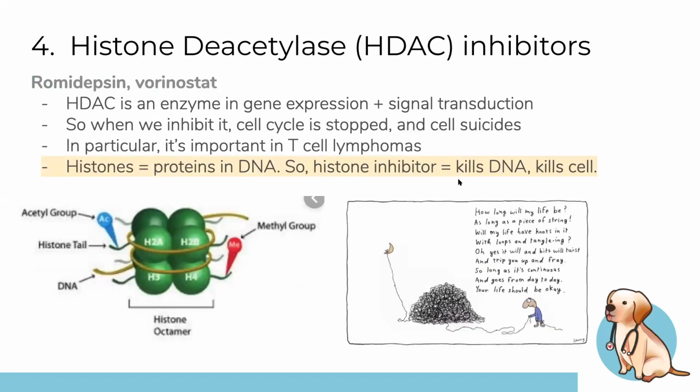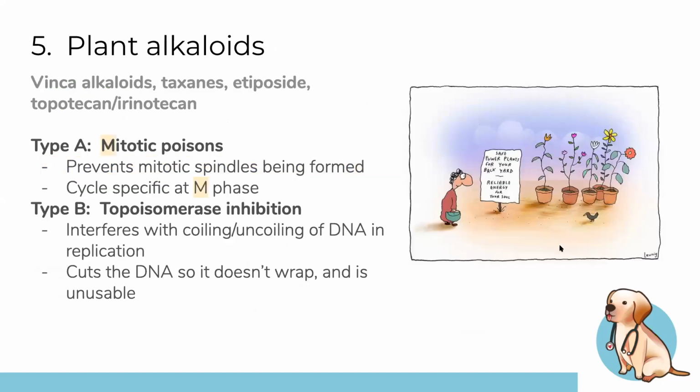This is not core. Your histone deacetylase inhibitors affect histones, and it's these ball things. They're a type of protein and they make up DNA. So if they're being inhibited, then the DNA dies and so does the cell. Plant alkaloids, again, not core, but also discussed. Mitotic poisons. Just remember mitotic, mitosis, mitotic spindles in mitosis can't be formed. And this is M phase specific. Topoisomerase uncoils DNA so that it can be replicated. And obviously if it's inhibited, then the DNA can't be unwound as well and becomes unstable and unusable.